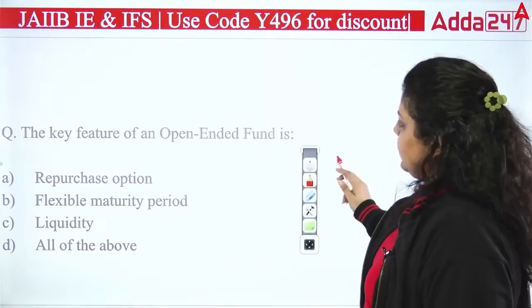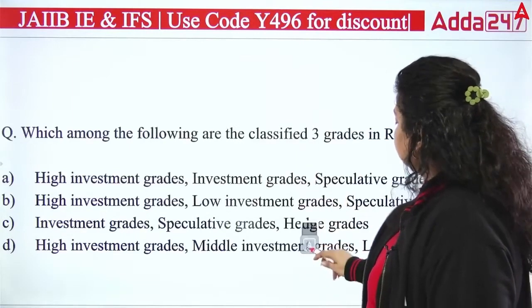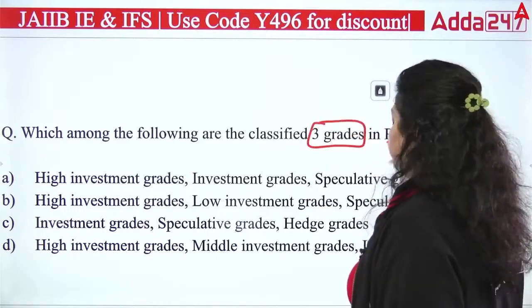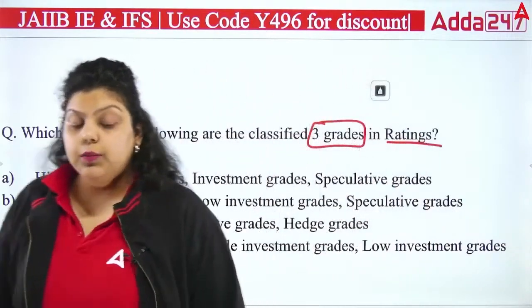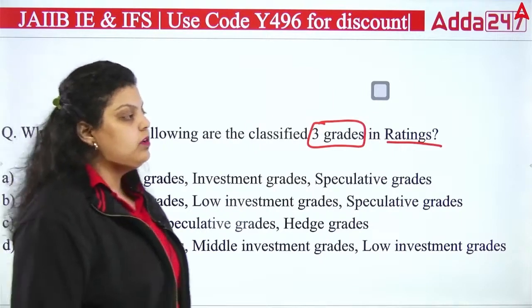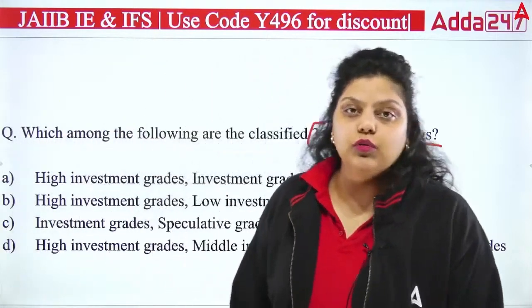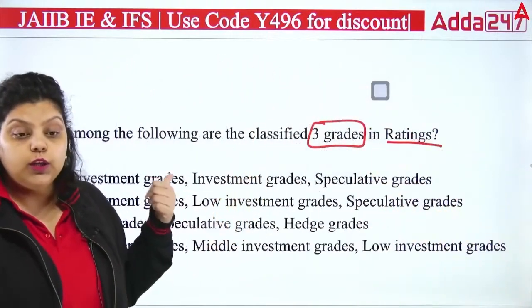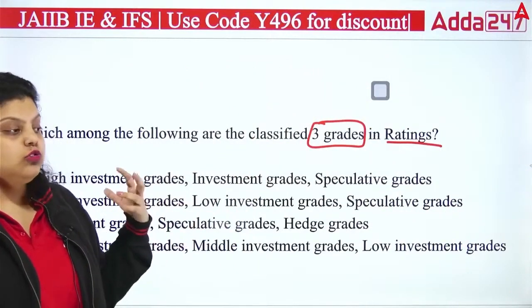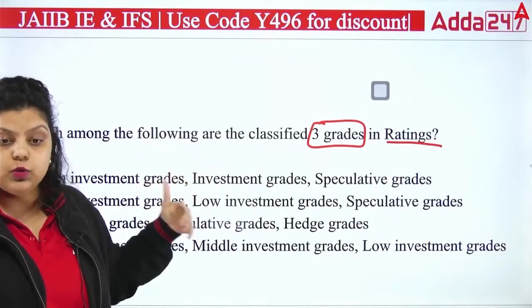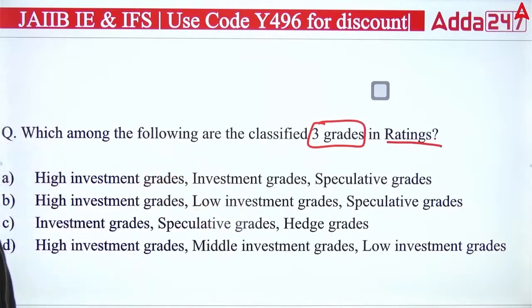Okay. Now next we have: which among the following are the classified 3 grades in ratings? When it comes to credit rating agencies, they provide ratings to companies and countries. And if anybody wants to purchase the shares, bonds, debentures of any company, or invest in any kind of investment, first you check what kind of rating that particular company has. If that company has an investment grade rating, you can invest the money. Otherwise it's risky.